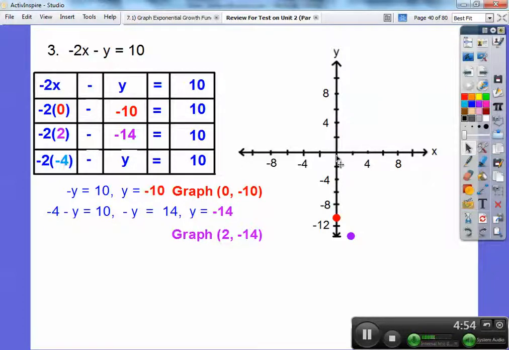Okay, so if I go to the left 4, it's going to be somewhere over here. It looks like it's going to be 0 right there, or pretty close. Okay, so negative 2 times negative 4 is positive 8. Let's see, where am I here?